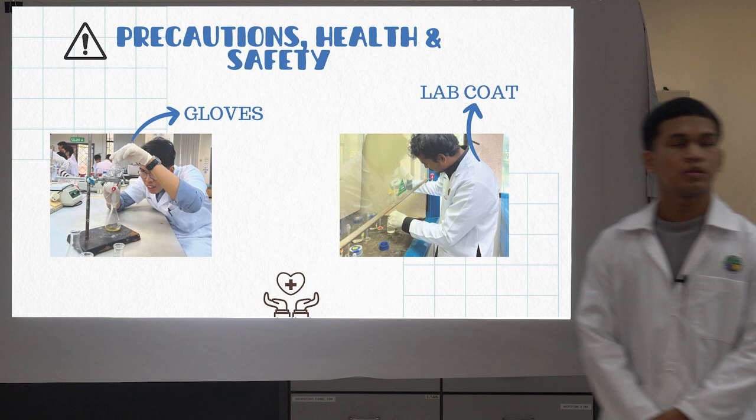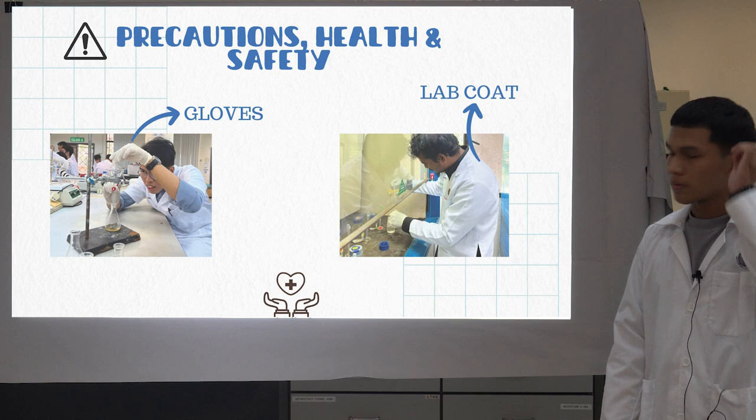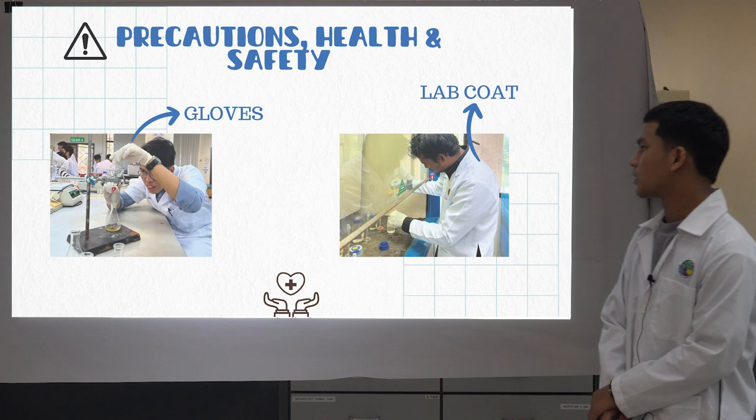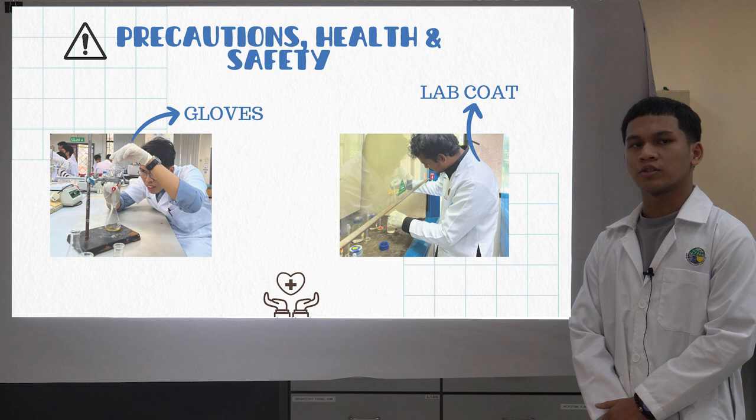I will talk about precaution, health and safety. First, we need to wear proper lab attire, which is gloves and a lab coat. We wear the lab coat because we want to prevent chemical splashes or spills, or exposure to our skin.